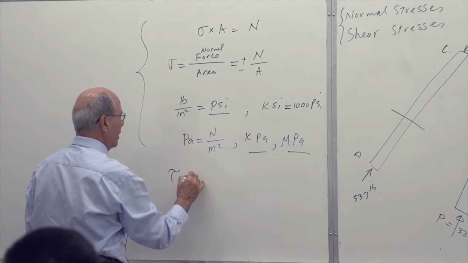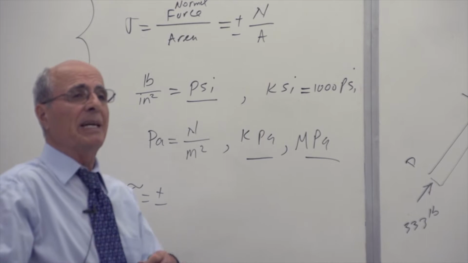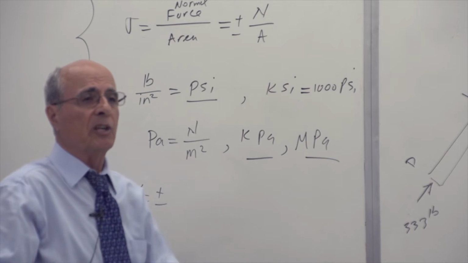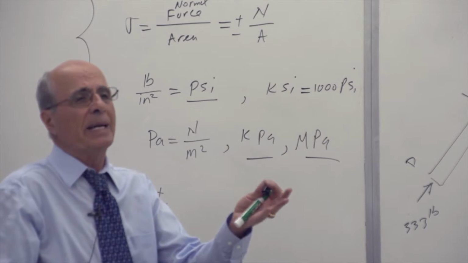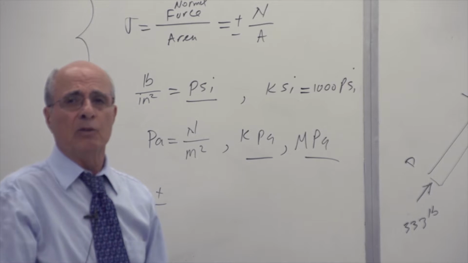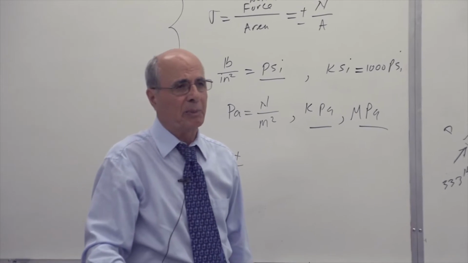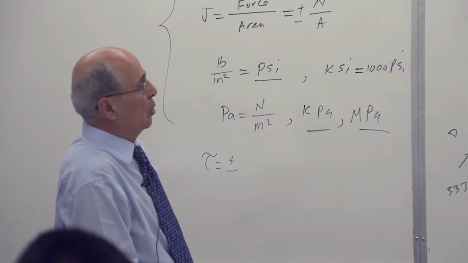Tau also has a plus or minus, but I do not worry about it for the time being. I will explain that in a week or two when we go to the general stress. Then I will show you how this sign works. For the time being, you just come up with the magnitude. It is okay for your homework. Anytime there is a question asking for the shear value, don't worry about the sign of it until I explain it to you. The sign becomes important later on when we get a little bit more advanced.